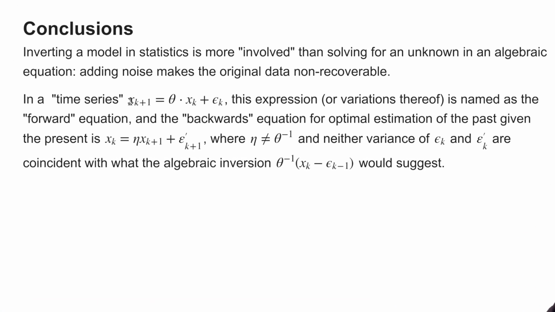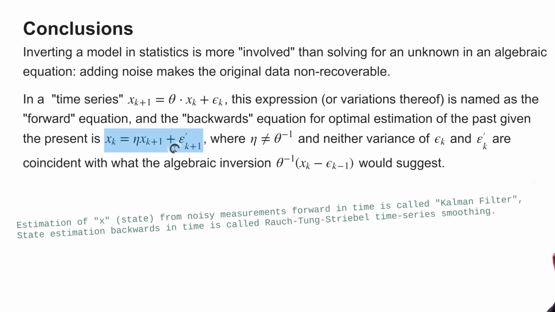In fact, when I have time series, I can have, for instance, this linear model with a pole in theta in discrete time. The people in statistical time series analysis call this the forward equation, telling me how to predict the future if I knew the present. And I also have what is called the backward equation, how to predict the past if I know the present or future. However, at first glance, we could have thought that if I divide by theta, then this would be its algebraic inverse.